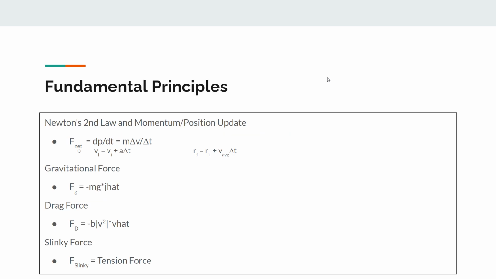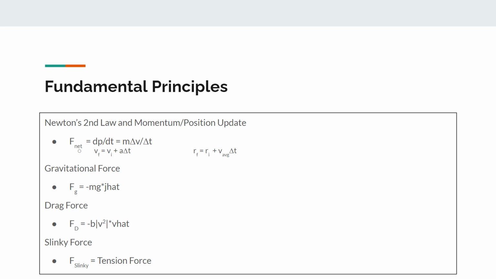One principle we use is Newton's second law, which includes the momentum principle, which can be used to derive the velocity and position update formulas. We use Newton's second law here because we need to find the net force acting on an object by summing its forces from interactions with other objects.